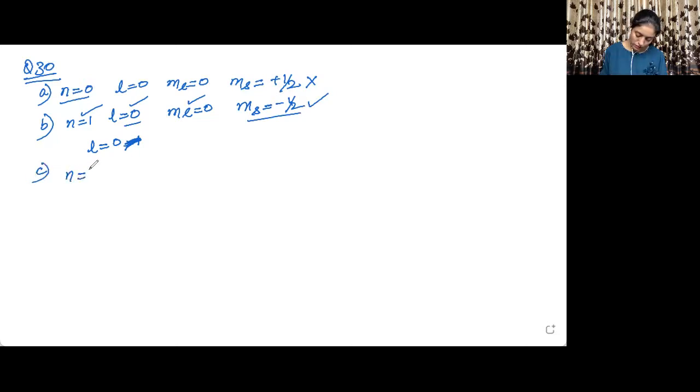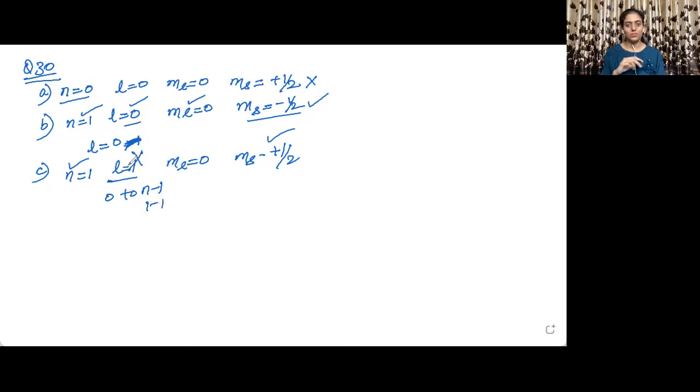N equal to 1, L equal to 1, ML equal to 0, MS equal to plus half. See, if MS is given as either plus half or minus half, it is always possible. N equal to 1 is possible. Now, when N is equal to 1, L cannot be equal to 1 because it is 0 to N minus 1. So 0 to 1 minus 1, only 0 can be there. So this combination is not possible.